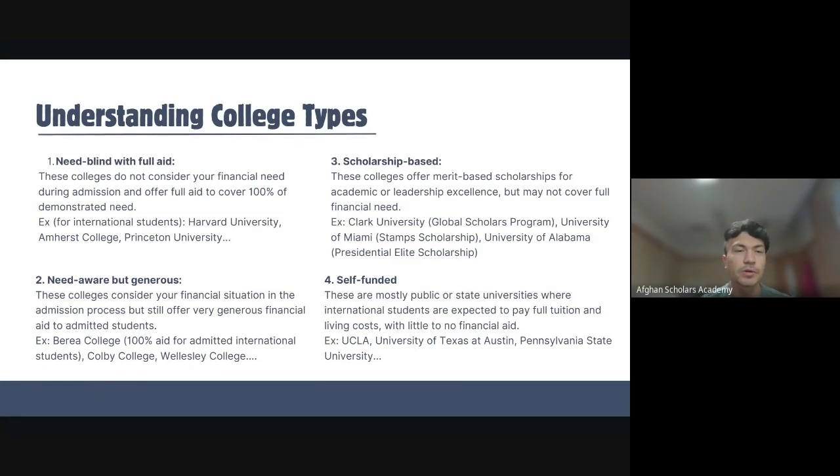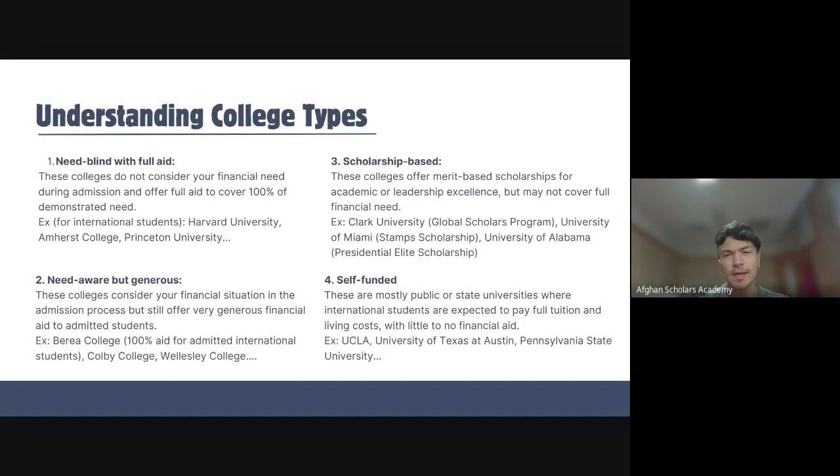While you apply to colleges, make sure you look for these scholarships, whether the colleges are need aware or need blind, and see if they have scholarships available like this. You can apply. In most cases, they require separate applications for these scholarships, so you have to write a separate letter, a separate personal statement, or a separate supplemental essay.